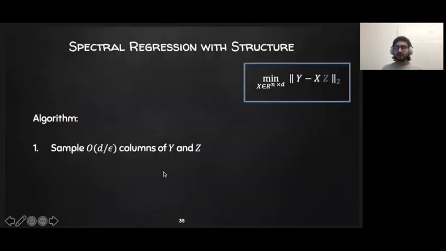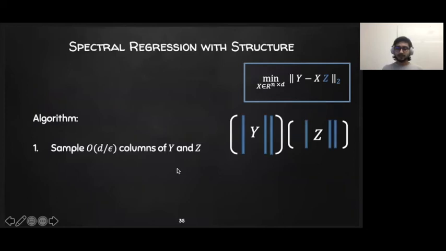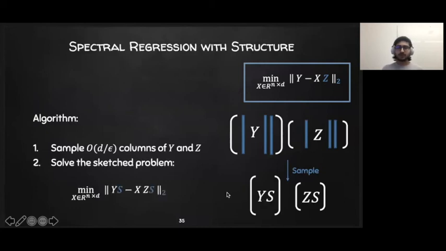At a high level, our algorithm proceeds as follows. We sample d over epsilon columns of Y and Z. The picture to keep in mind for this is as follows. So we have these matrices Y and Z, and we sample columns of Y and the same set of columns in Z. And we obtain these smaller matrices, which we denote by Y times S and Z times S. Okay. We then solve spectral regression on this considerably smaller instance, and we in fact obtain exact algorithms to solve this sketch problem.